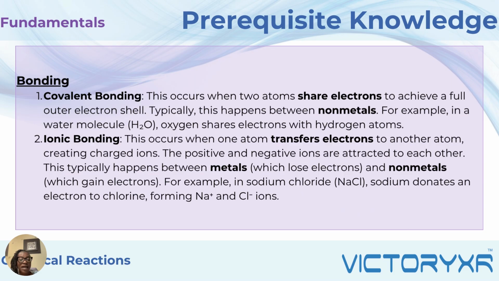So if you have a cation and an anion, that means a positively charged ion and a negatively charged ion. One loses electrons, that would be the positively charged one. And then the nonmetal gains electrons, that would be the anion. So, for example, in sodium chloride, sodium donates its electron to chlorine, which forms Na+ and Cl- ions.